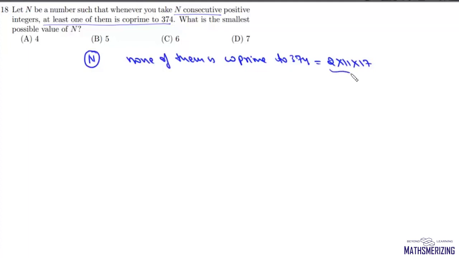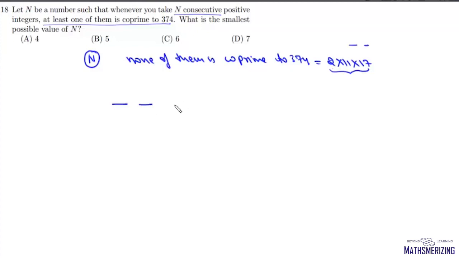So we have to find the maximum possible value of n, so that whenever we take n consecutive positive integers, then all of them should have a common factor with 374. That is, they should have at least one of 2, 11 or 17. Now here for this n, we are not talking about any specific set of n. We are talking about whenever we take n consecutive positive integers, then it should be possible.